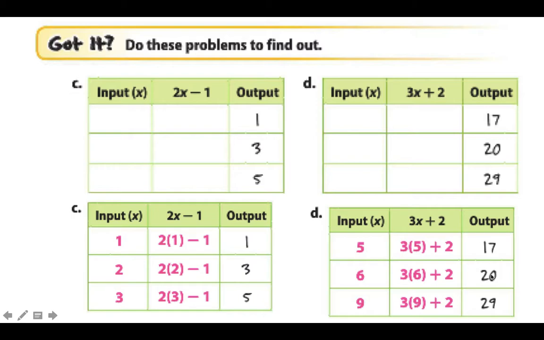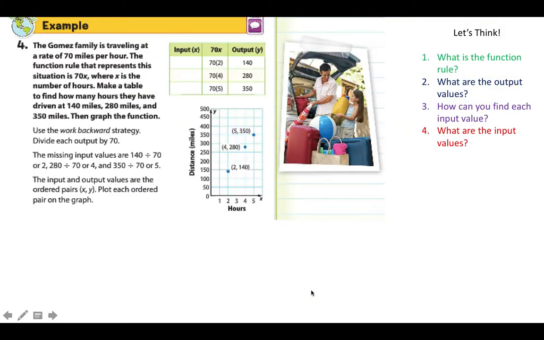I'm going to think, what number plus 2 equals 20? Well, that's 18, and I know that 3 times 6 equals 18, so 6 is going to be my value for x. And then the last one, what number plus 2 equals 29? And that's going to be 27. I know that 3 times 9 is 27, so 9 must be my value for x in the rule 3x plus 2. So we worked backwards to get to our input values, 5, 6, and 9.